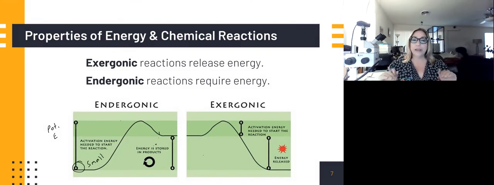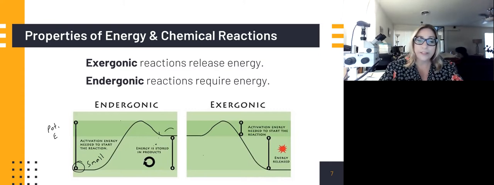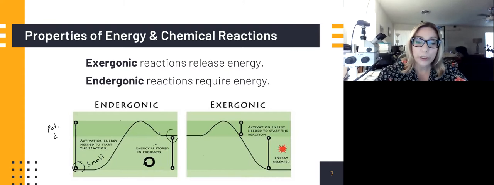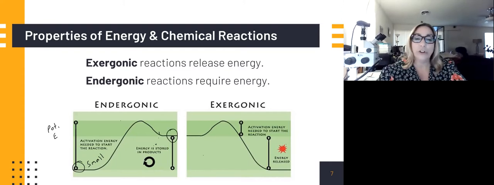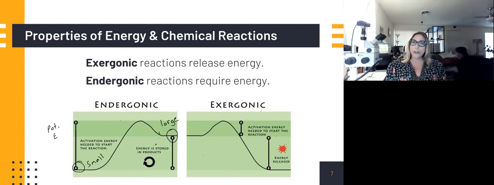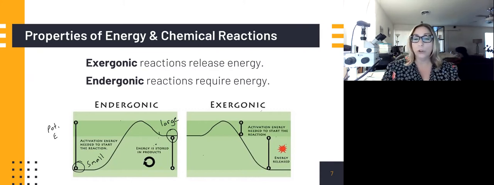Now, energy is put into the system. And what you end up with on this side is a molecule with many chemical bonds, a large molecule that has high potential energy. So remember that endergonic, you are going from small molecules, you're putting them together, you're forming bonds, and you end up with a large molecule.